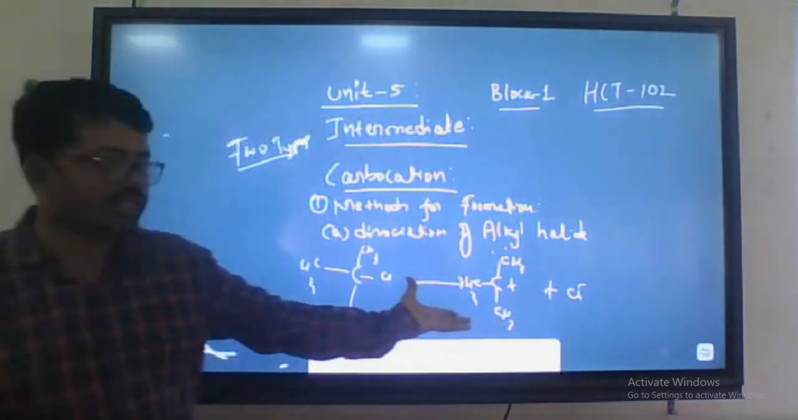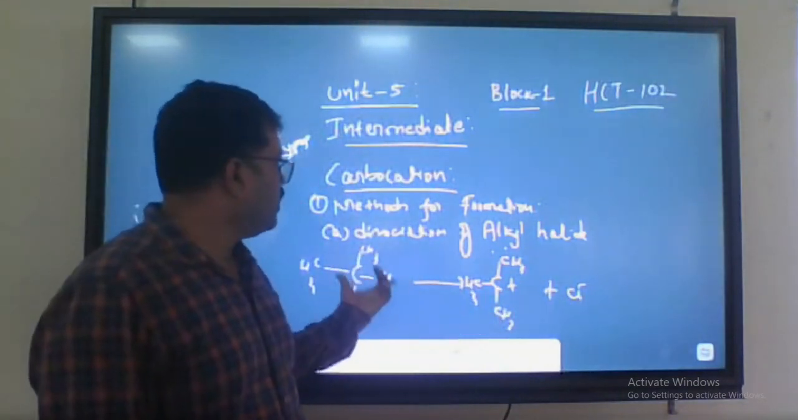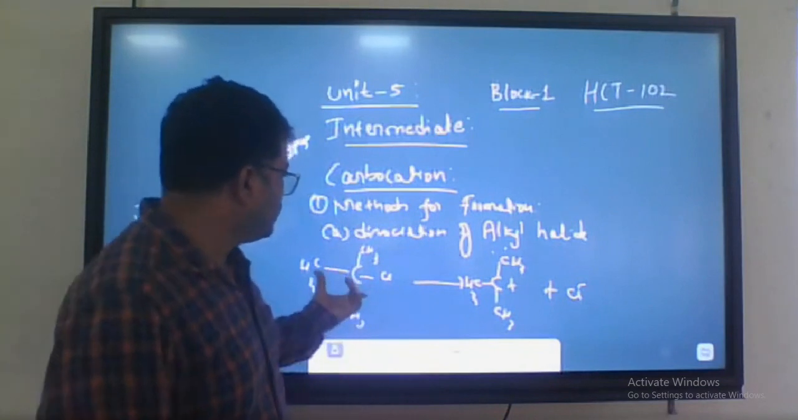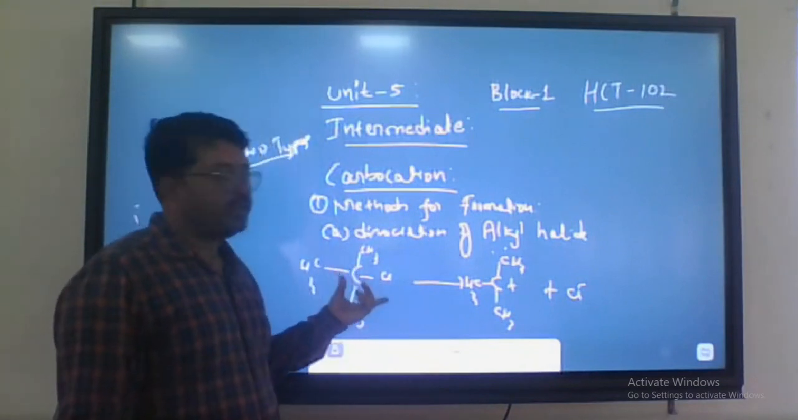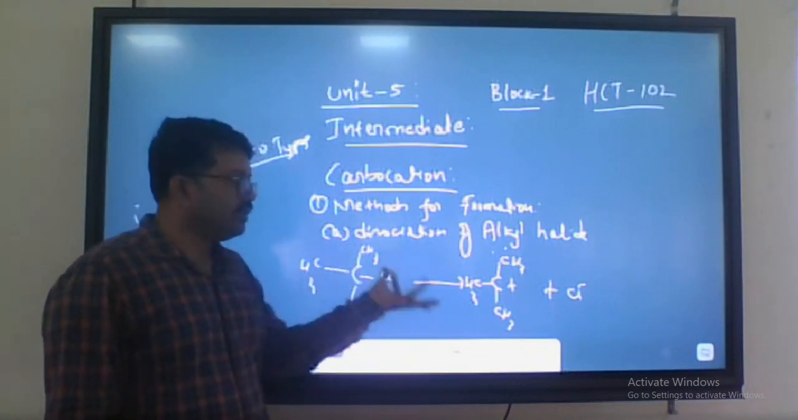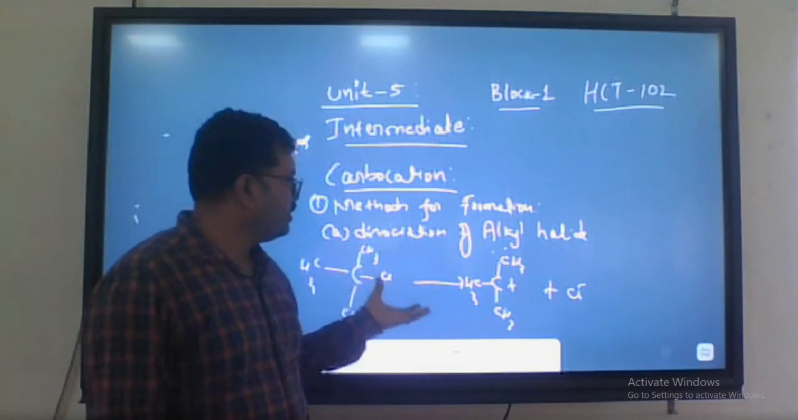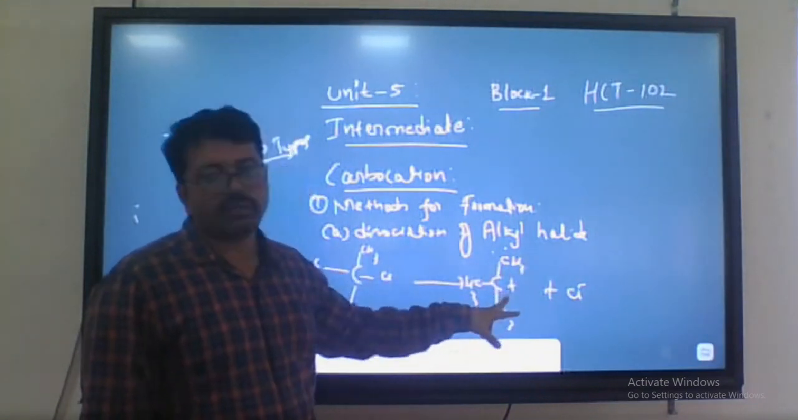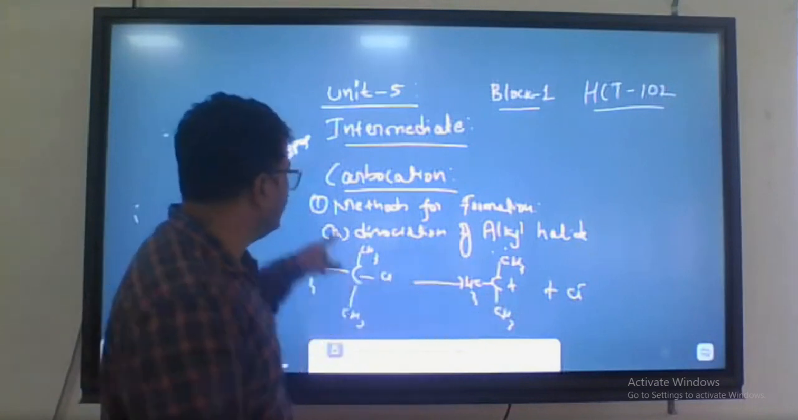Dissociate to give carbocation. This is one best method for generation, a method of formation for carbocation. See, so tertiary butyl chloride, using tertiary butyl chloride, it dissociates to give one Cl minus and next one carbocation. This is the one method.